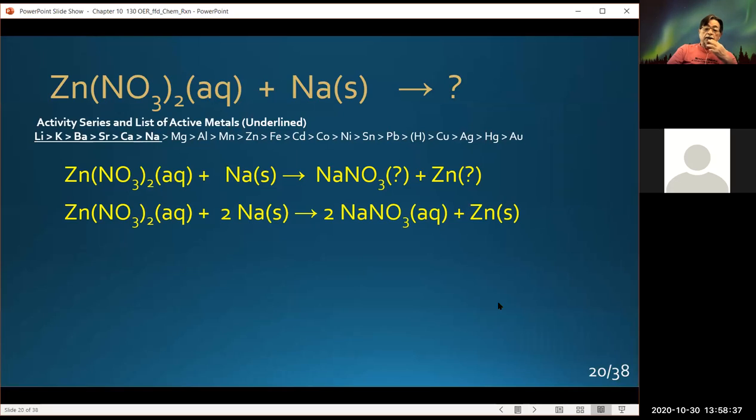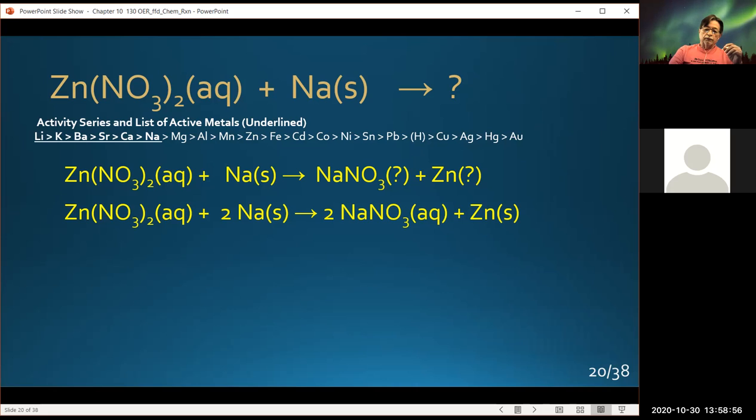And then here's the ratio 1 to 2. Recognize the ratio once you balance it, because you could be given a problem like this and then later on be asked, well, how much zinc can we make if we start off with 10 grams of zinc nitrate? Things like that.